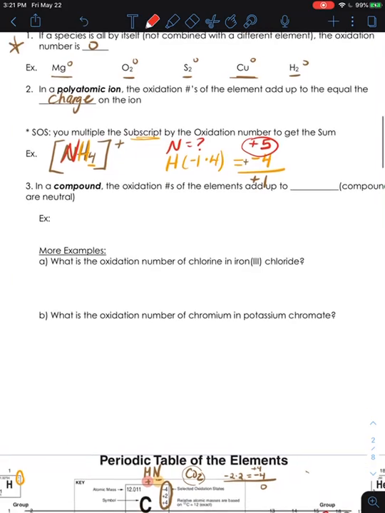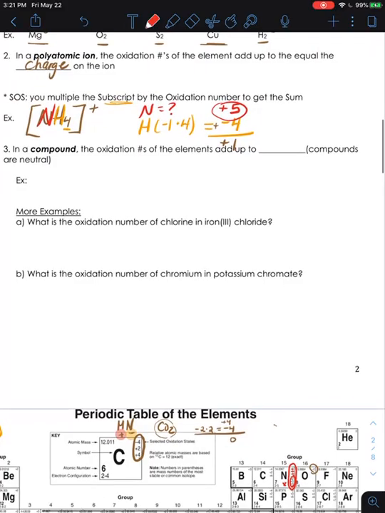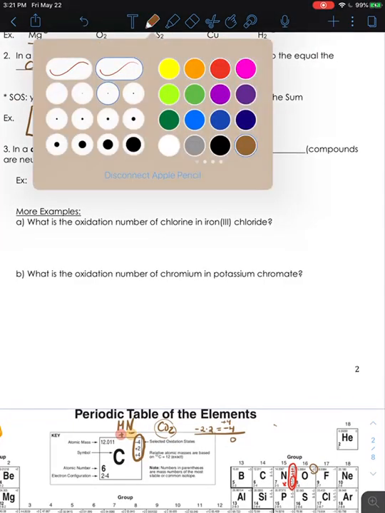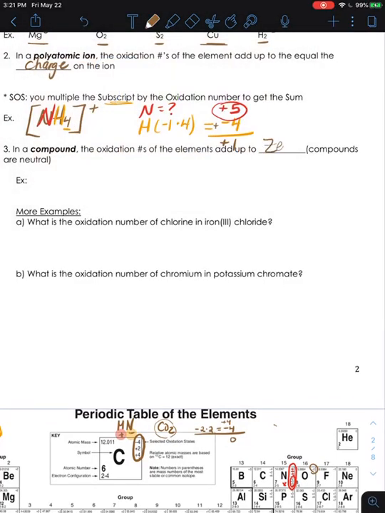In a compound, like we said, the oxidation states are going to add up and remain 0, showing that they're neutral. So a good example of this would be this. Na has a +1 charge. Chlorine has a -1 charge. There are no brackets because this is a compound. Therefore, +1 minus 1 equals 0, making it a neutral compound.